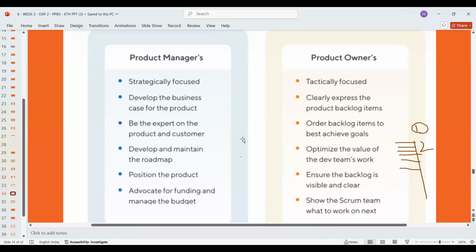Okay. Next point, please. Anyone? Product managers develop the business case of the product, and product owners clearly express the product backlog items.